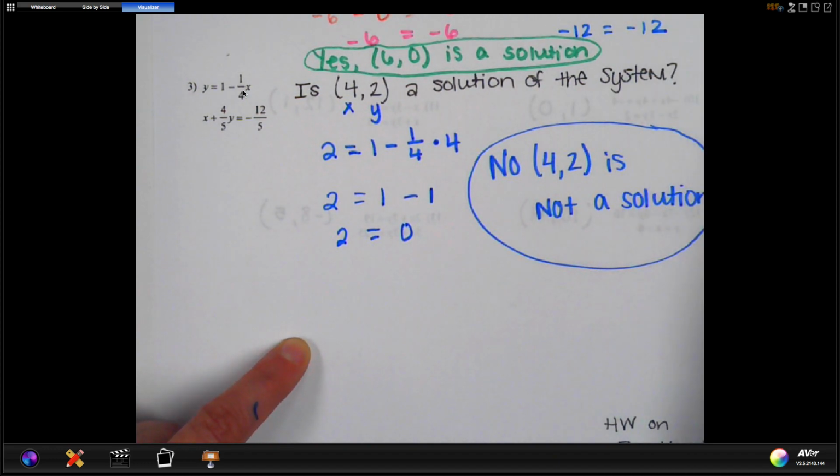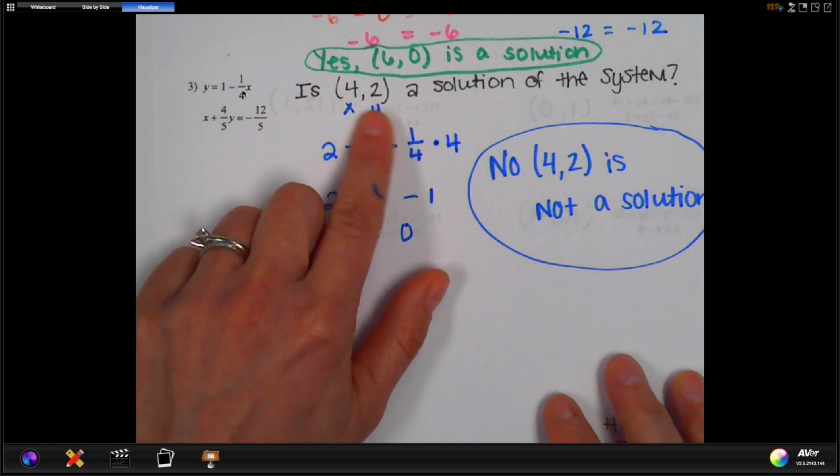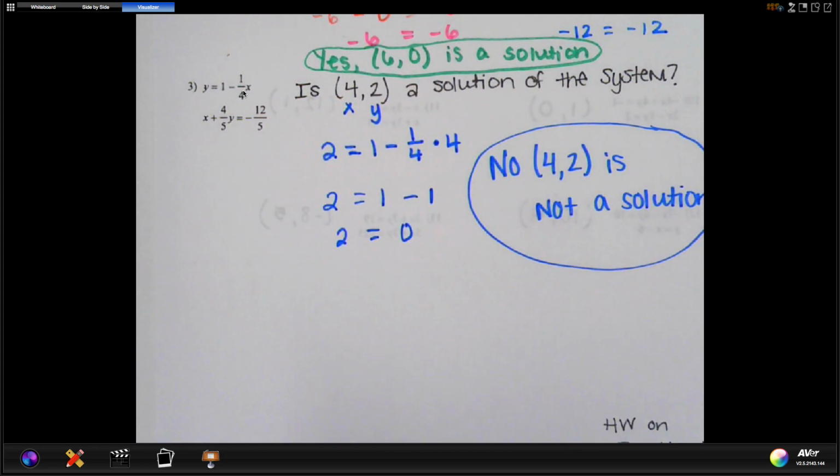So that is the basics for our first part of substitution. And we only can use this when we have an ordered pair as a suggestion. If we do not have an ordered pair as a suggestion, we will substitute in a different way, which we'll learn in the next lesson.